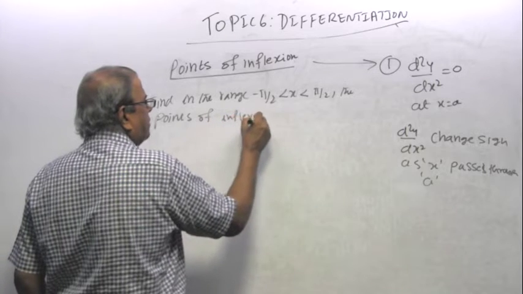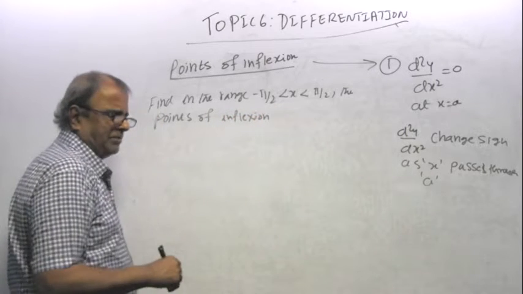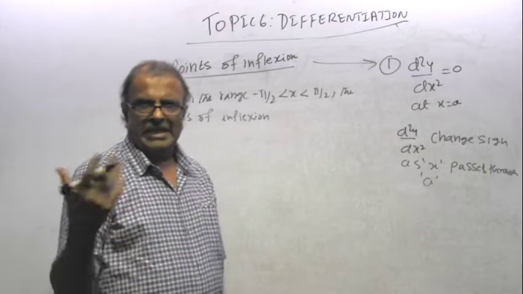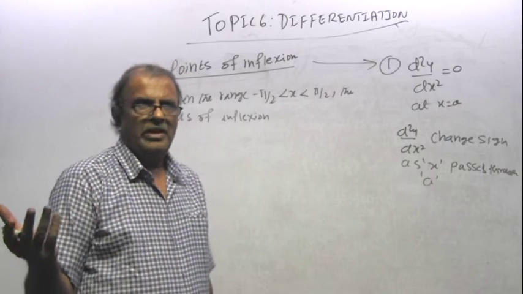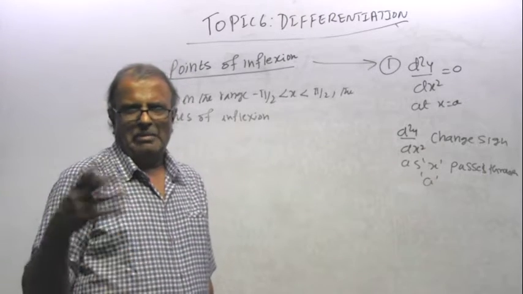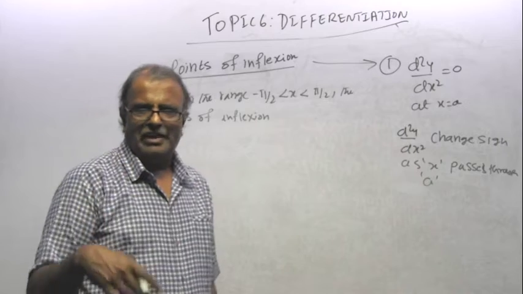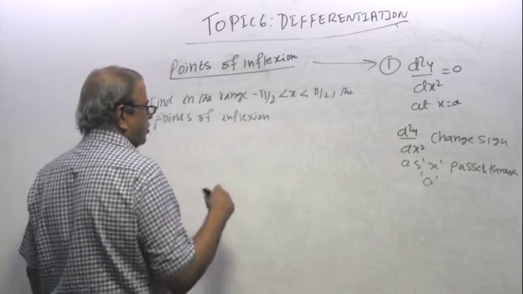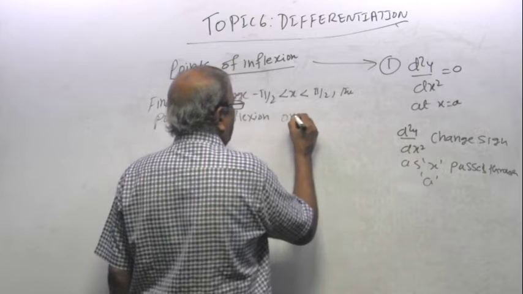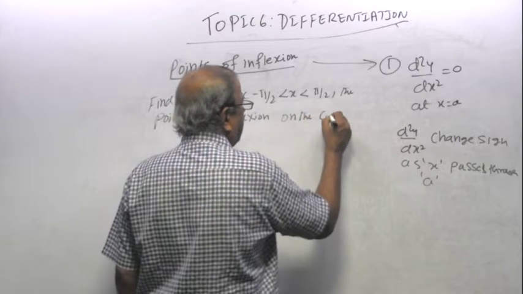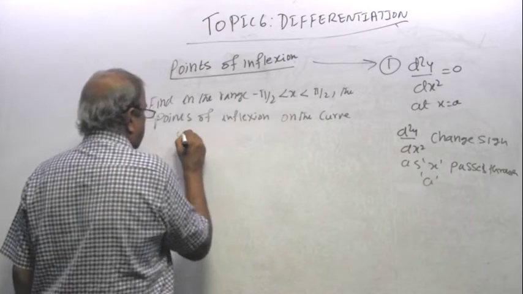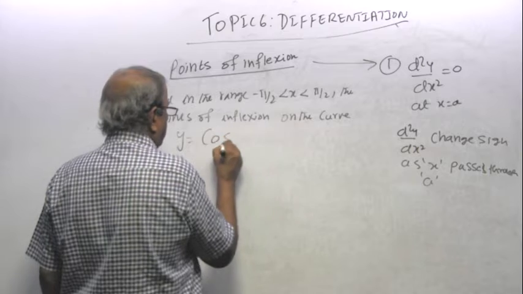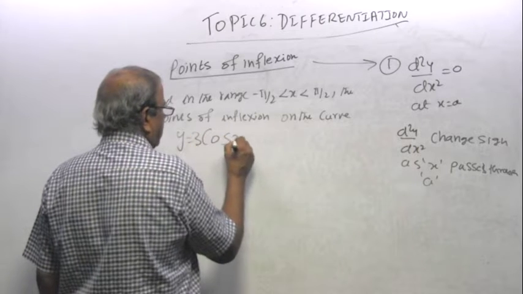There is one topic which I have not done, which I am not going to bother with. Pretty simple, increasing and decreasing functions. You could do it on your own. dy by dx is positive, find the range of values of x. dy by dx is negative, find the range of values of x. You could do that. Now the point of inflection on the curve y equals cos 3 cos 2x.